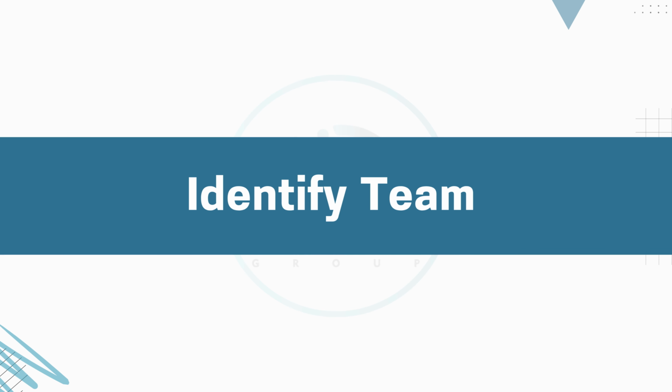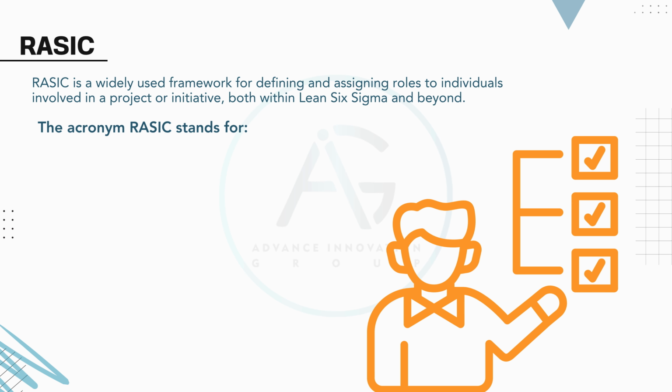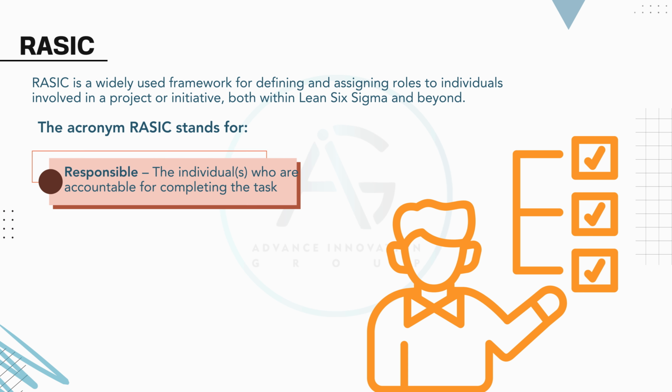Identify team. Let's talk about the RASIC framework, a simple yet powerful tool used to define and assign roles and responsibilities within a project. RASIC stands for Responsible, the person or people who actually do the work. They are accountable for completing the task.